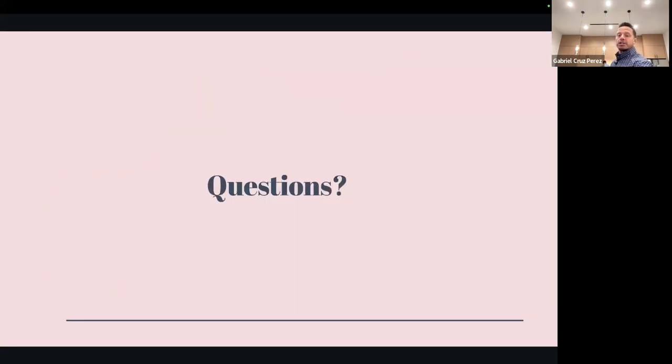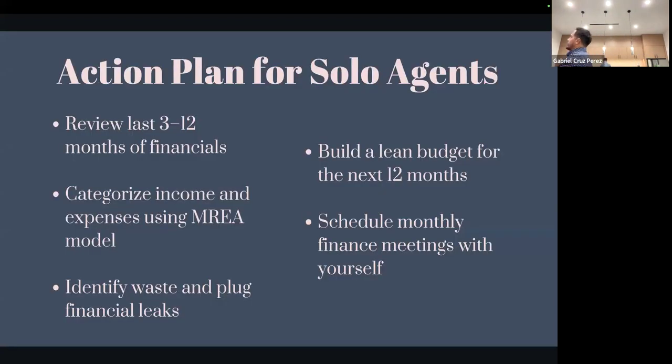Okay, so here's the action plan for the solo agent. Here's what I would like you to do over the next couple of months. Review your last months of financials. It says 3 to 12 months. Some of you don't even have that option yet. Some of you, if your personal and your business finances are mingled, this might be a really big project. So I should probably put before that, open a business checking account as well. Have one. Categorize income and expenses using the MREA model.